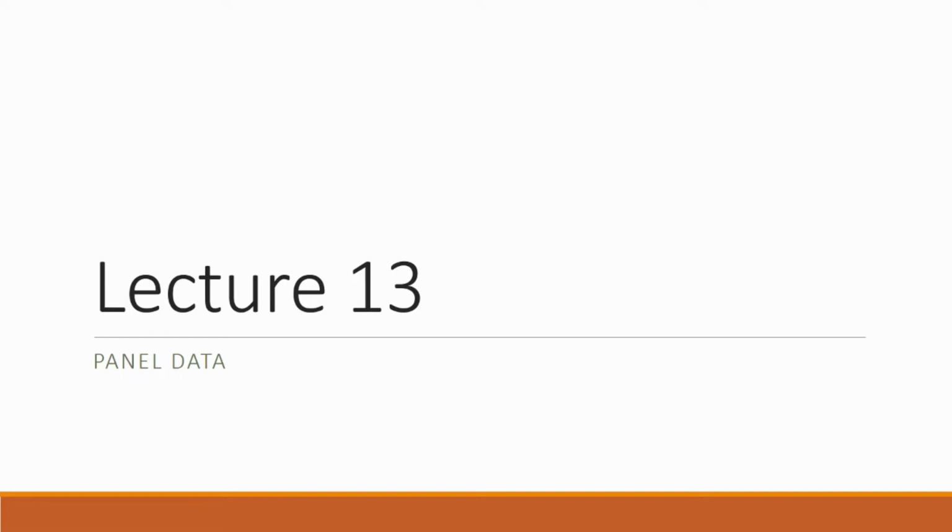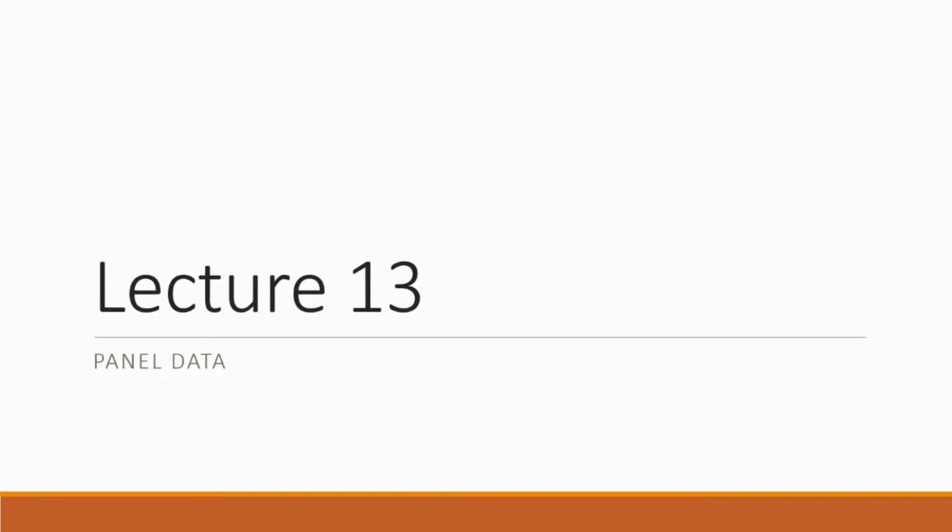Okay, in lecture number 13, we're going to look at something called panel data. This lecture is going to partly be a continuation of what we've been looking at, that is, tools for how to solve the omitted variable bias problem. But in another respect, this lecture is also going to broaden our understanding of data.